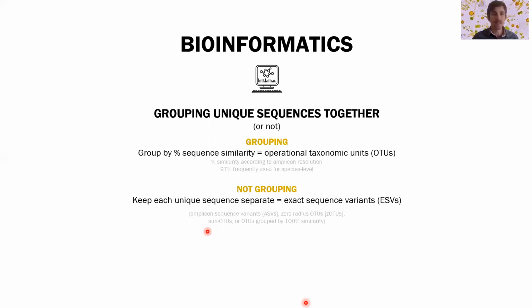It used to be that 97% sequence similarity was seen as species level resolution, but more and more research is suggesting that we do not group unique sequences together and that we keep unique sequences separate into exact sequence variants, or ESVs. These are also called amplicon sequence variants, ASVs, and zero radius OTUs, ZOTUs. I'll be using ESVs throughout this talk, but just know there's some jargony terminology that we also have to agree upon to make this as simple and easy to understand for everybody.